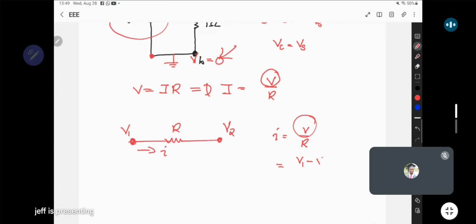V2, over the resistance of the component. So this is going to be how we're going to get the currents.